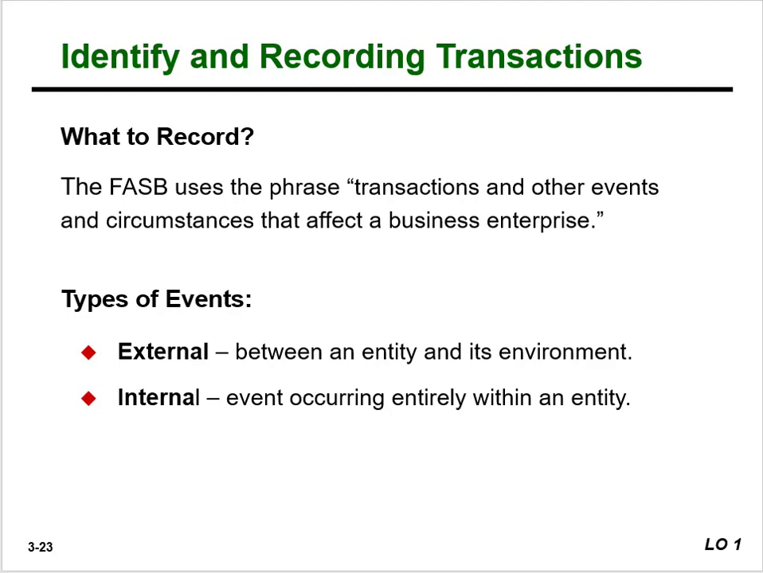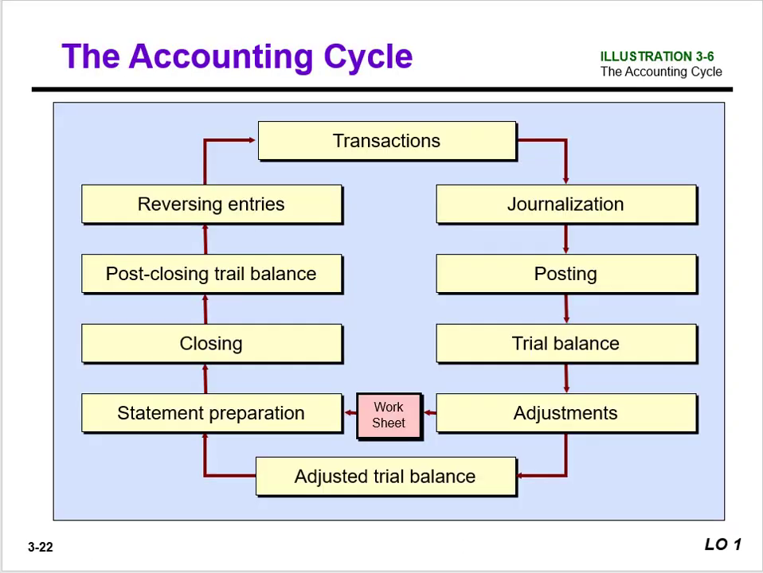So transactions, identifying and recording transactions. What to record. The FASB uses the phrase transactions or other events and circumstances that affect a business enterprise. And so types of events can be external, between the entity and its environment, or internal, an event occurring entirely within an entity. Basically these transactions at the top of this cycle are your daily activity at a business: buying, selling things, issuing stock. Any type of economic activity normally falls into this transaction category. And then those transactions are journalized, which means they're recorded in some type of journal. Once they're recorded, they're ultimately posted to the general ledger, which means they're applied to individual accounts.